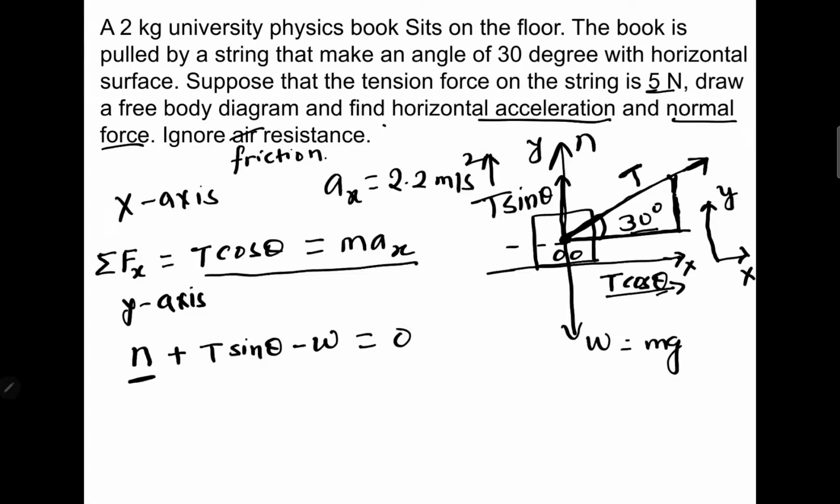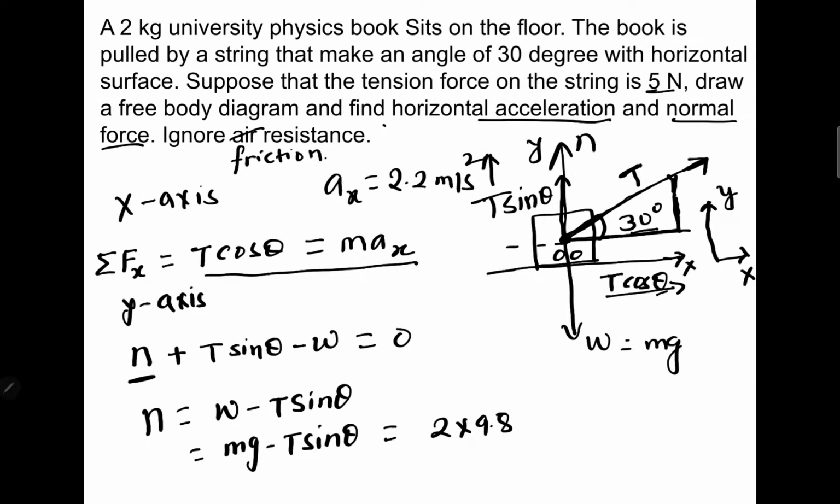Based on the given information, I can solve it out. Okay, T sine theta. What is W? W is simply mg minus T sine theta, right? So if I insert all the values, mass is 2, and what is g? G is acceleration due to gravity, and T is 5 Newton, and sine 30 degree is already there.